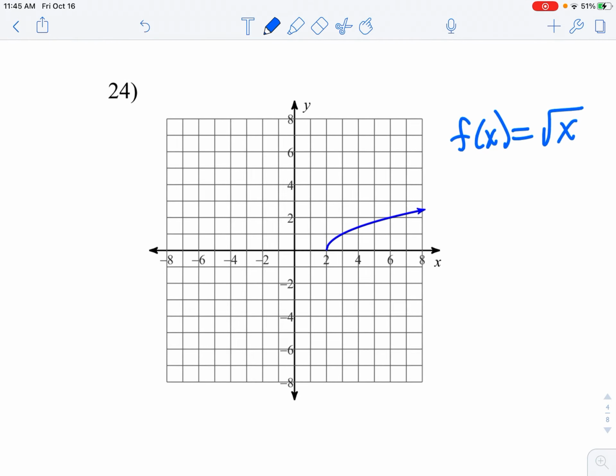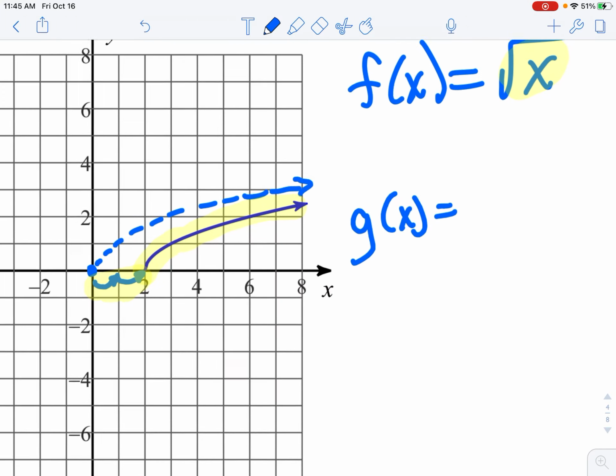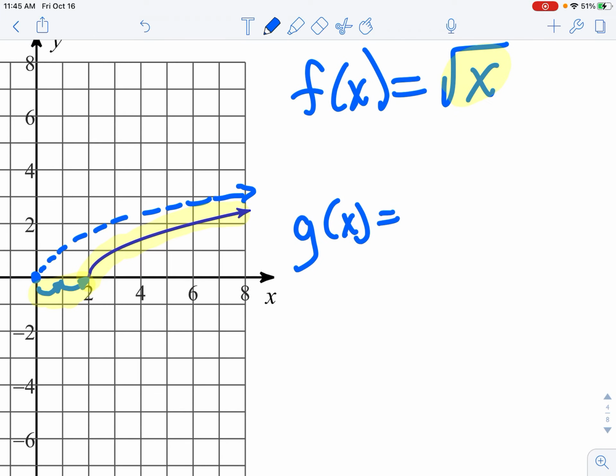Now keep in mind that the parent function normally starts at the origin and goes like this. Our function has shifted 2 units to the right. So the equation of what's given right here in the problem has to be a square root function, but it has to be shifted 2 units to the right. Now you can check your notes, but I'm going to tell you because I remember. To shift 2 units to the right, you need to put a -2 inside the function.